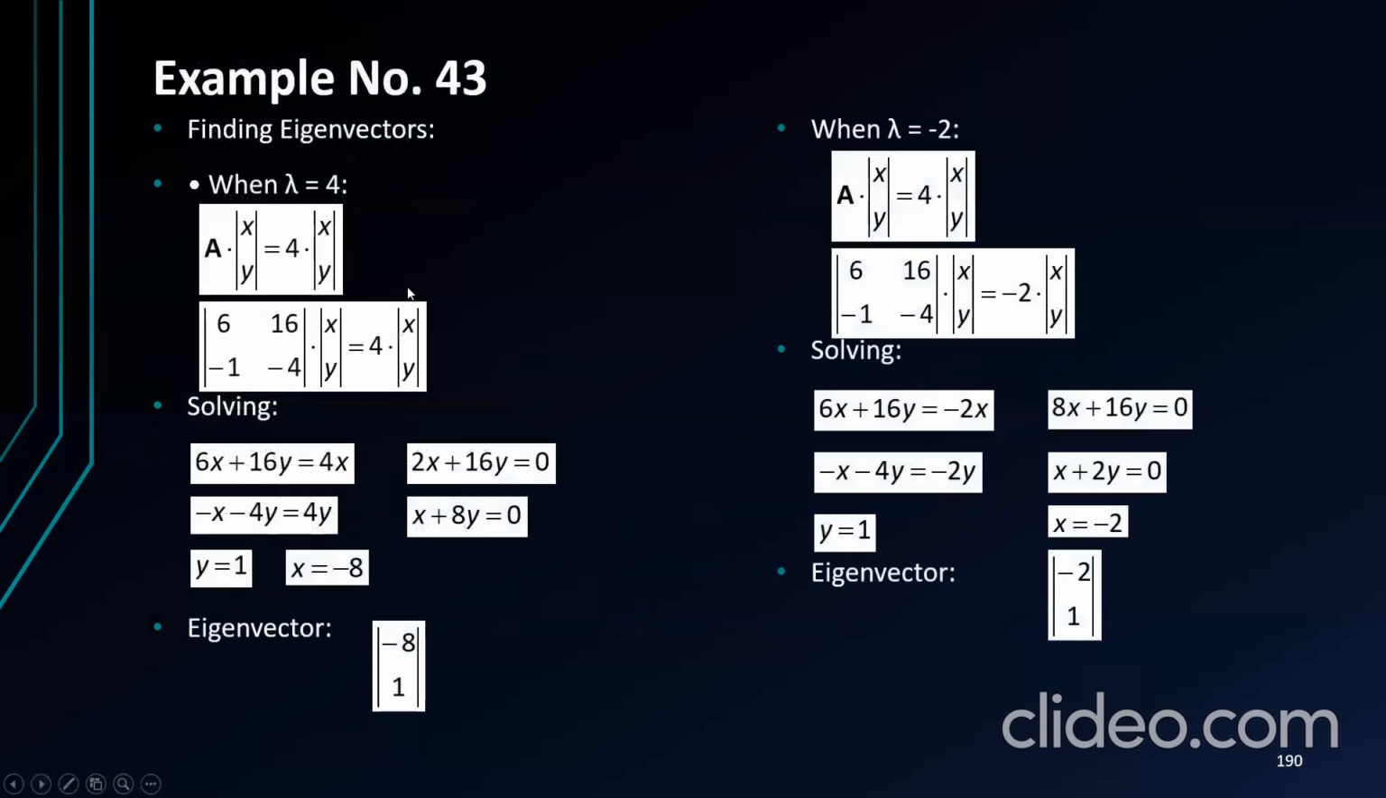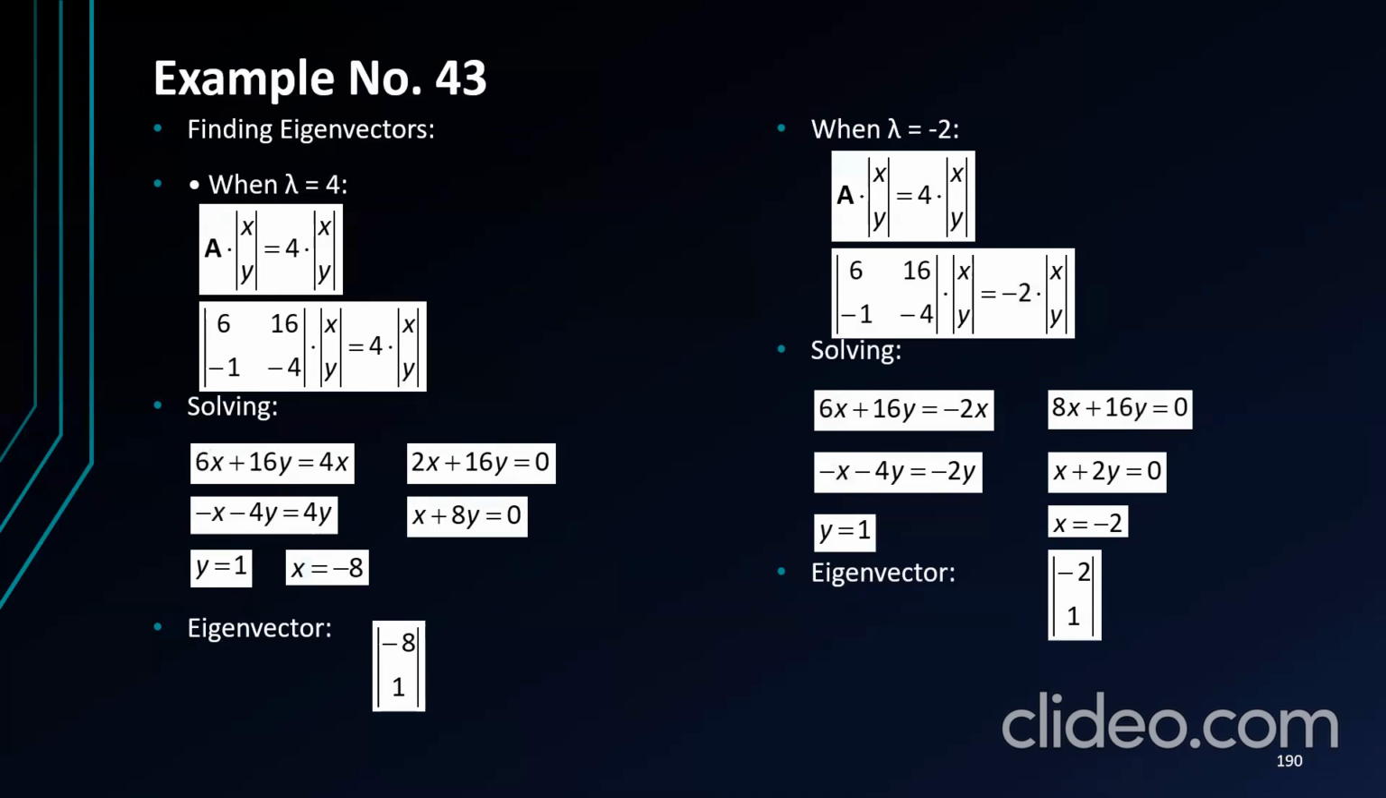So finding the eigenvectors again. When lambda is equal to 4, A times xy is equal to 4 times xy. So this is 6, 16, negative 1, negative 4 times x over y is equal to 4 times xy. Solving: 6x plus 16y is equal to 4x, so 2x plus 16y is equal to 0. Negative x minus 4y is equal to 4y, so x plus 8y is equal to 0. Therefore, y is equal to 1 and x is negative 8. So the eigenvector now is negative 8, 1.